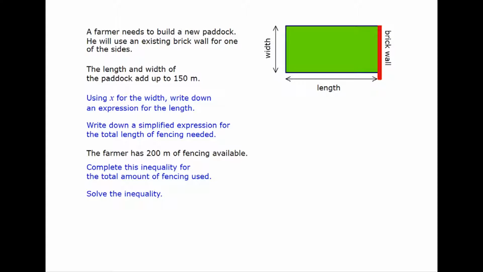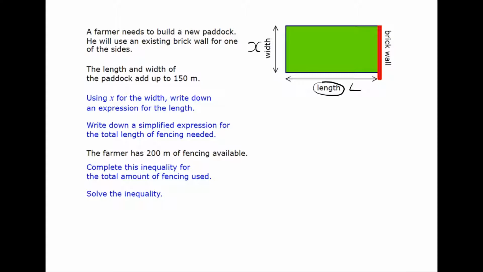So if x is the width, there's the width. And do we have any idea what the length is? No, okay, but that's fine. So we can work out the length by solving an equation. We don't need anything to do with the perimeter. They've just told us the length and width of the paddock add up to 150.